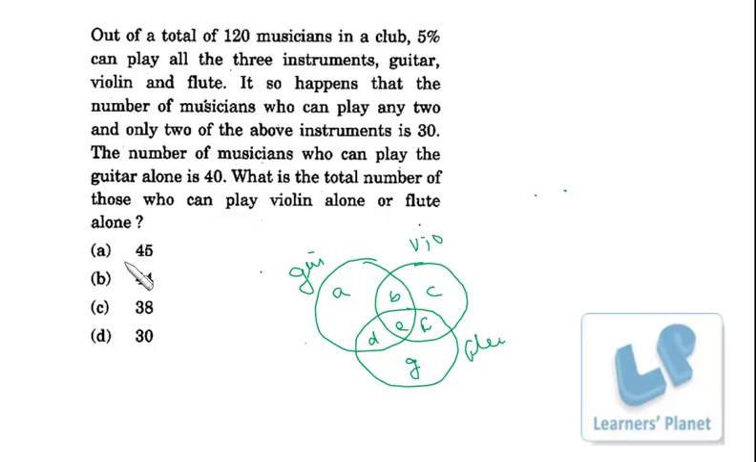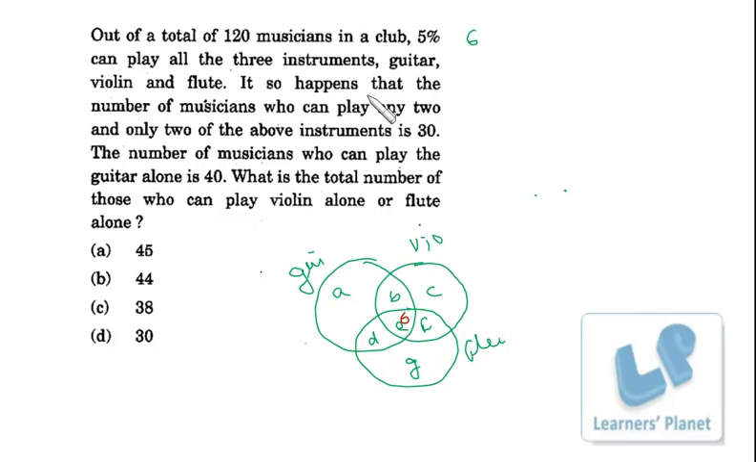Now we start doing this question. Out of total 120 musicians in a club, 5% can play all the three instruments. 5% of 120, that is 6 persons. Now whenever you start filling the Venn diagram, you should start with the innermost portion. Over here the innermost portion is this, that is the area occupied by the three circles, right? So here it is 6. So 6 people can play all the three instruments.